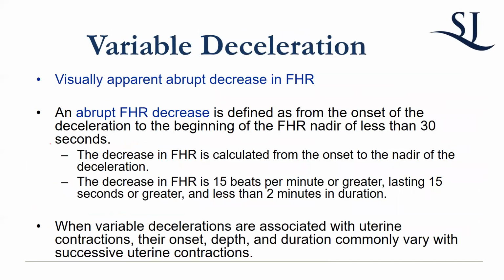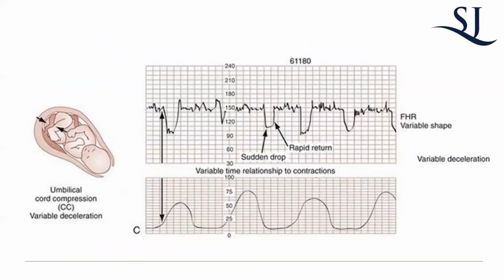Now, a variable deceleration occurs when you have an abrupt decrease in the fetal heart rate that is not associated with uterine contractions. Okay, so you'll have something like this. You have a contraction pattern, and then it's inconsistently related to your contractions. You see that? I don't get a straight line, but if I go slower, they just don't line up. And that is indicative of umbilical cord compression.